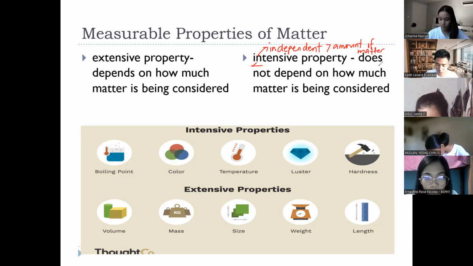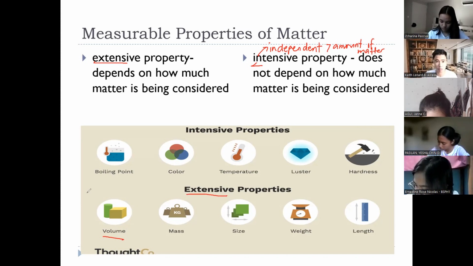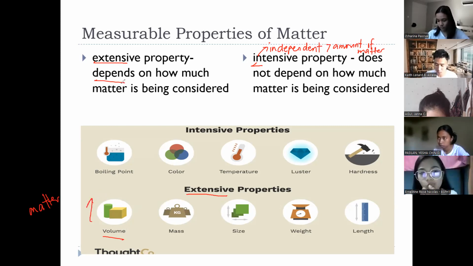Okay? So meaning when you say intensive, it does not depend on how much matter is being considered. Therefore, automatic si extensive depends on how much matter is being considered. Let us give an example. Pag sinabing extensive, volume, the more na maraming matter or maraming material na present dyan sa sample mo, the more tataas ang volume. Tama? So yan yung dependent siya sa how much matter is being considered.